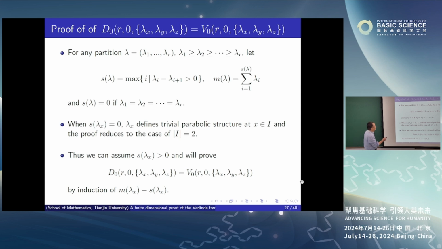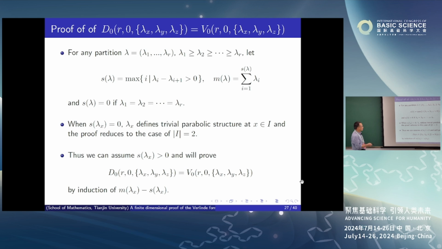The idea to prove this is to do some kind of induction. For any partition here, we define this number, and also this number. If this number is equal to 0, that means this arc... in this case, we put a trivial representation. In fact, trivial. So it comes back to the 2-point case, so there is nothing to prove. It is a trivial polynomial.